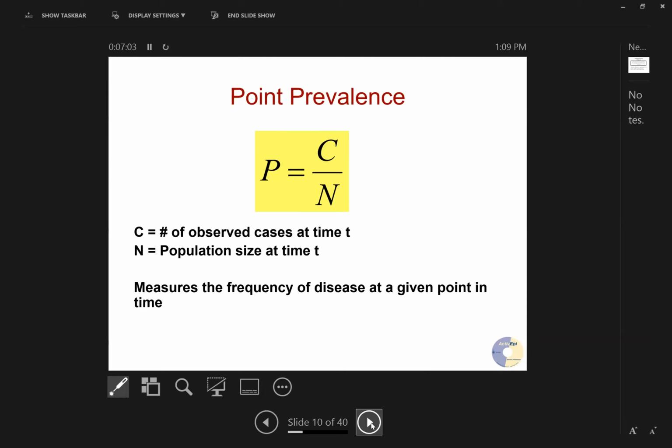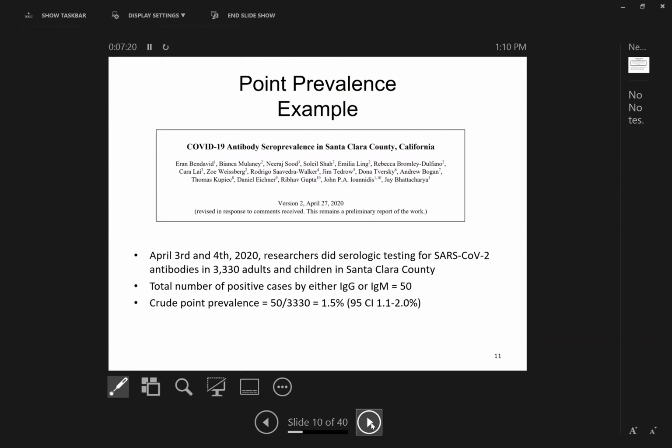Now, the most important outcome we get from a cross-sectional study is a point prevalence. At one point in time, what is the prevalence of a given disorder in a community, right? So the equation is point prevalence equals C over N. C is the number of observed cases at time T. N is the population size at time T, right? That's basically what point prevalence is. So in Santa Clara County, they said, we tested 3,330 adults and children for antibodies on those 2 dates. 50 people were positive for one of the 2 antibodies. That gives you a point prevalence of 50 over 3,330, which works out to 1.5%.